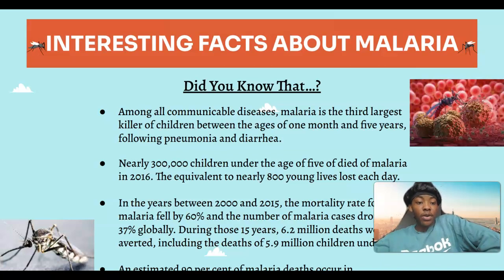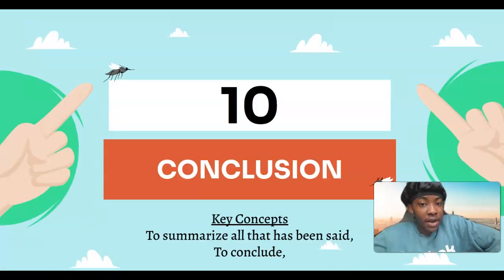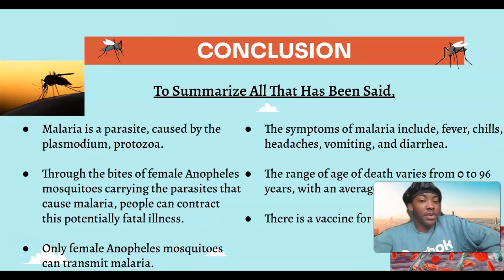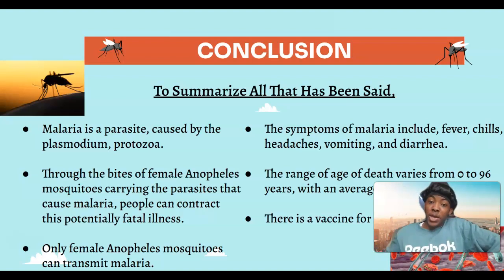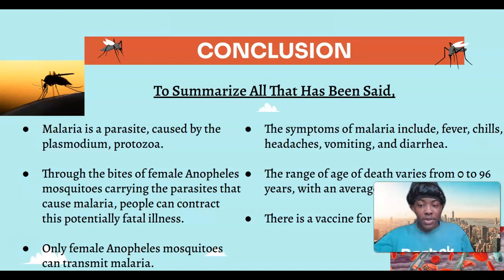Among all communicable diseases, malaria is the third largest killer of children between 1 month and 5 years, following pneumonia and diarrhea. So now my conclusion: malaria is a disease caused by the Plasmodium protozoa. The age of death varies between 0 and 96 years of age, with the average age being 25.9, and there is a vaccine currently in place for malaria.